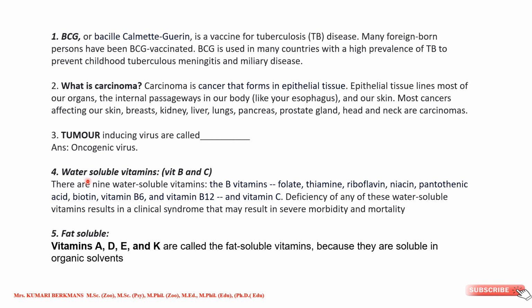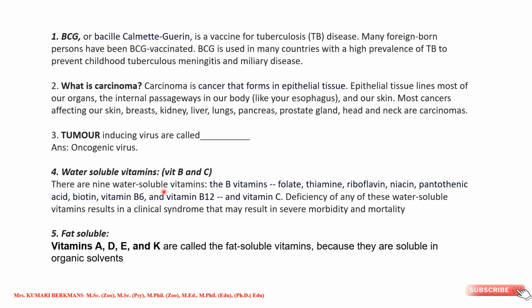Next one, water soluble vitamins. If you take the vitamins, there are 6 major types: vitamin A, D, E, K, and vitamin B and C. Among these 6, they are divided into 2: one is water soluble vitamins and the other is fat soluble. Water soluble vitamins are B and C. Keep this in mind, it is very easy. The rest are fat soluble vitamins.